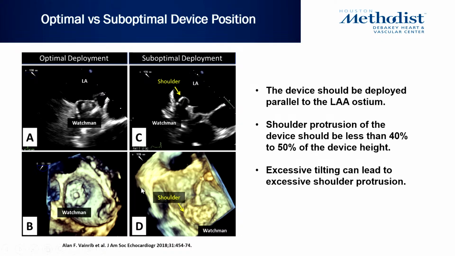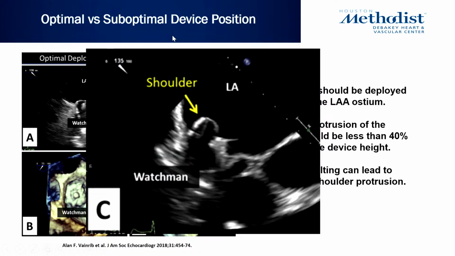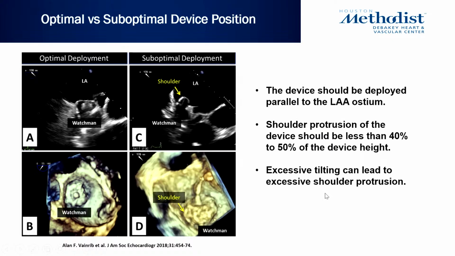And this is an example of it. You have that shoulder that's protruding. There's tilting of the device, and you can appreciate that by 2D. I think I have a more zoomed in view. This is the shoulder protruding, and the device is tilted. And you can see that by 3D imaging as well. All that is the protruded shoulder compared to this well-seated device right here, where you don't see that shoulder.